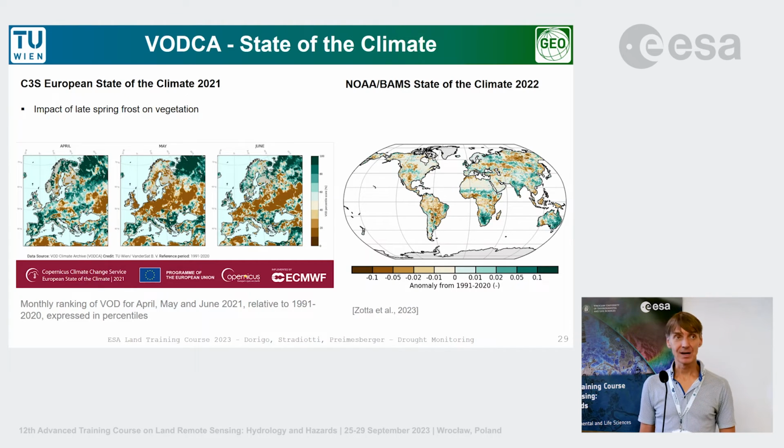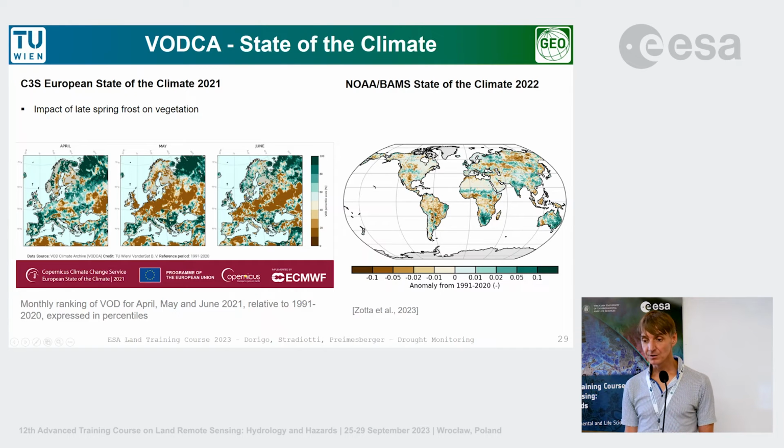So this is the State of the Climate report, again, based on the European State of the Climate report. What we've been doing is looking at anomalies in VOD in April, May, June. April had a late frost event, so a lot of crops were damaged. And what you see here is the VOD anomaly.